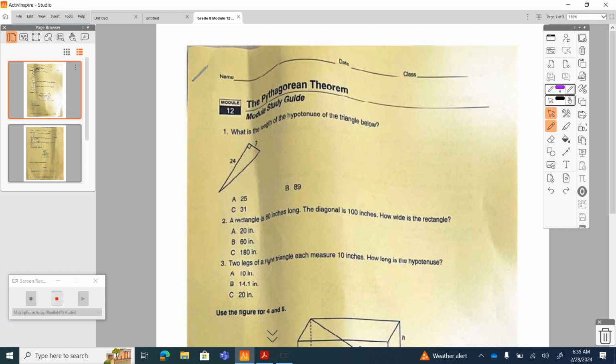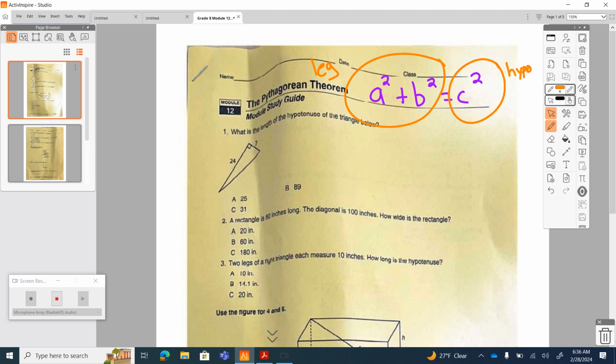For all of these, we're going to remember that the Pythagorean theorem is a squared plus b squared equals c squared. The key to all of this is figuring out, are you given a leg? If you're given a leg, it's A or B. And if you're given the hypotenuse, it's C.